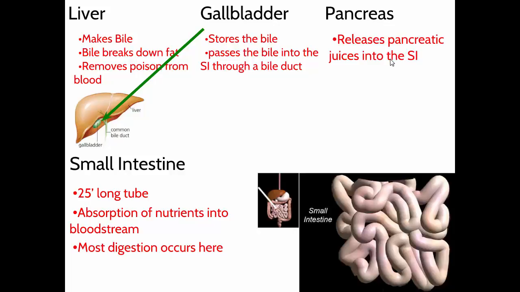The last accessory organ here, the pancreas. The pancreas produces what's called pancreatic juices. These are a mixture of enzymes that help with digestion. And they squirt these pancreatic juices into the small intestine to help with digestion.